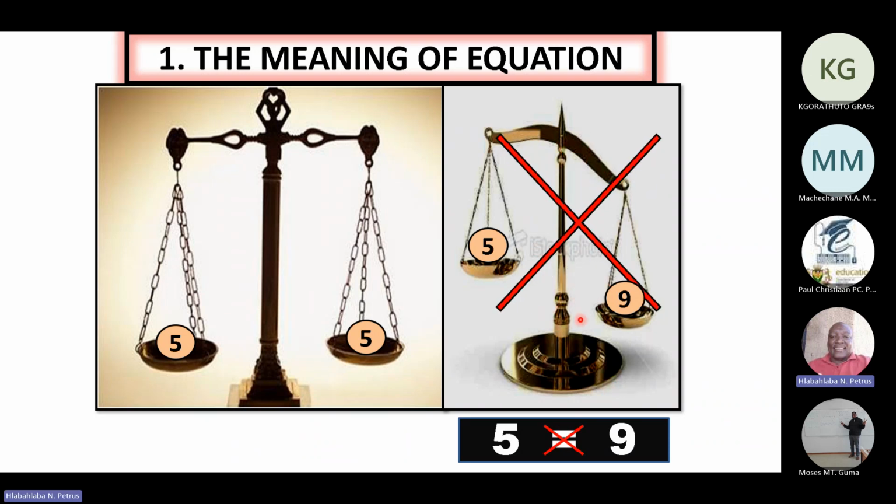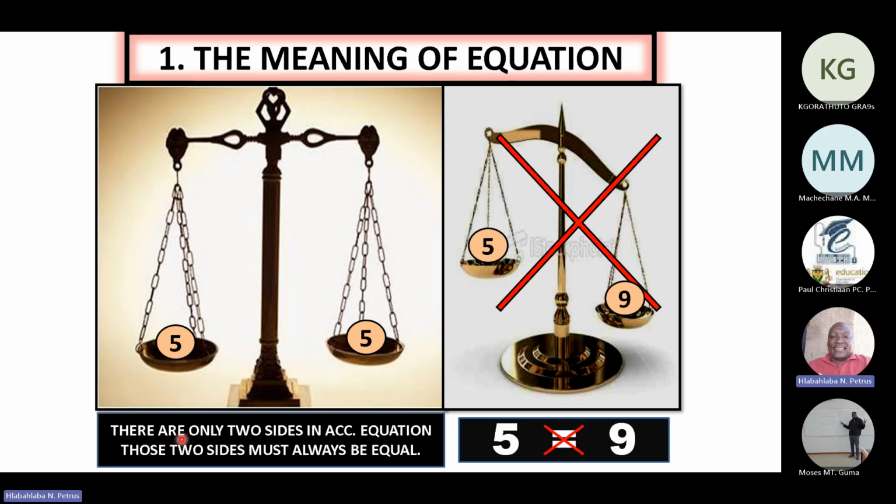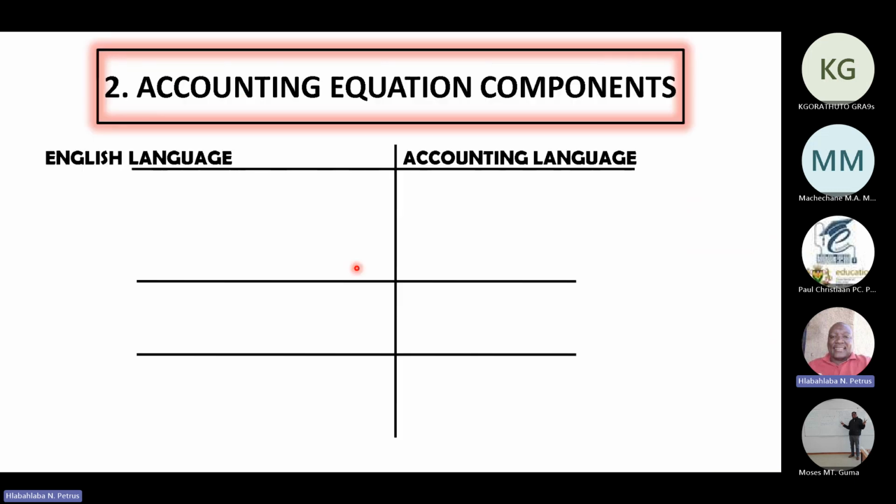Just know that in future, when you deal with accounting equation, if your sides are like this, just know that your sides are not balancing, and then it is not correct. So there are only two sides in accounting equation. Those two sides must always be equal. We have left and right hand side, debit and credit.